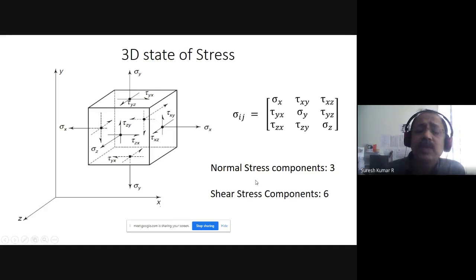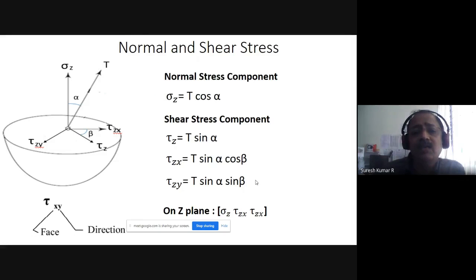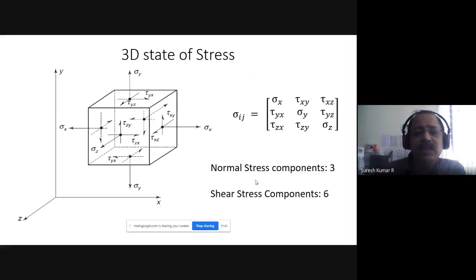Now, if you take a 3D setup, this is on one plane. For a 3D, there will be three different planes. So that means there will be three normal stresses and 6 shear stress components. We call this the 3D state of stress. Of course, tau xy, tau yx, tau zx, tau xz, tau yz, tau zy are complementary to each other. In that way, we have 3 normal stress and 3 shear stress components.